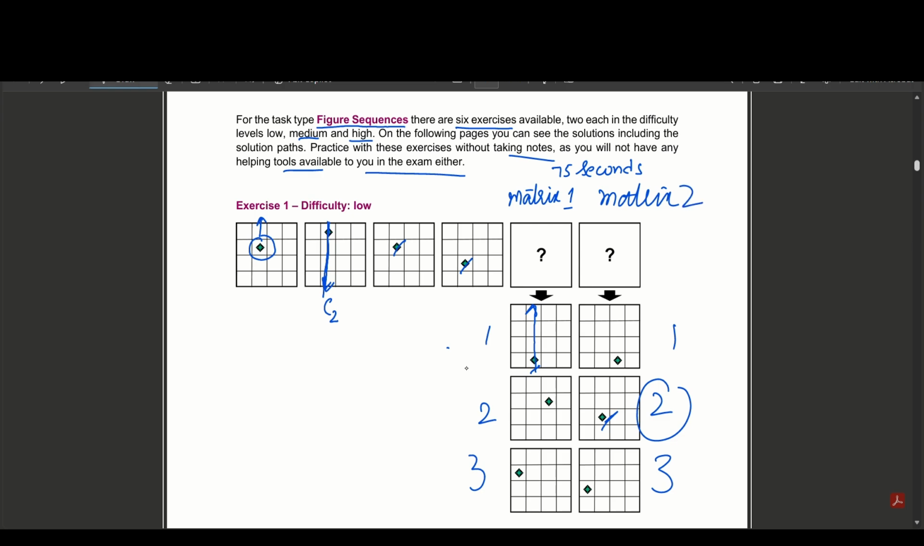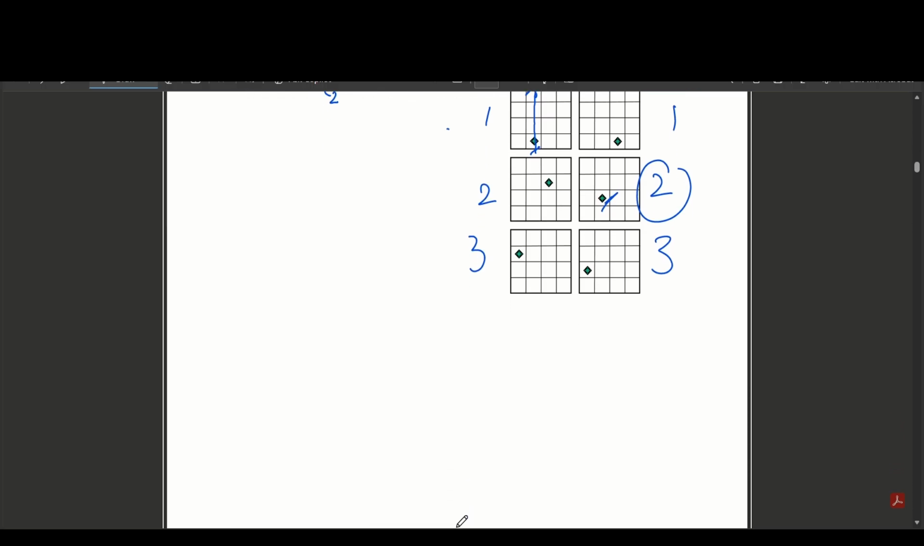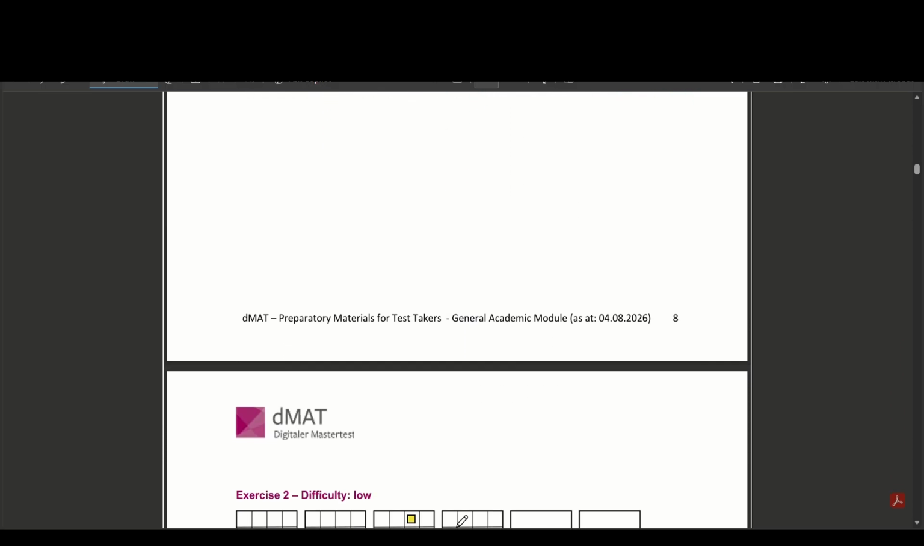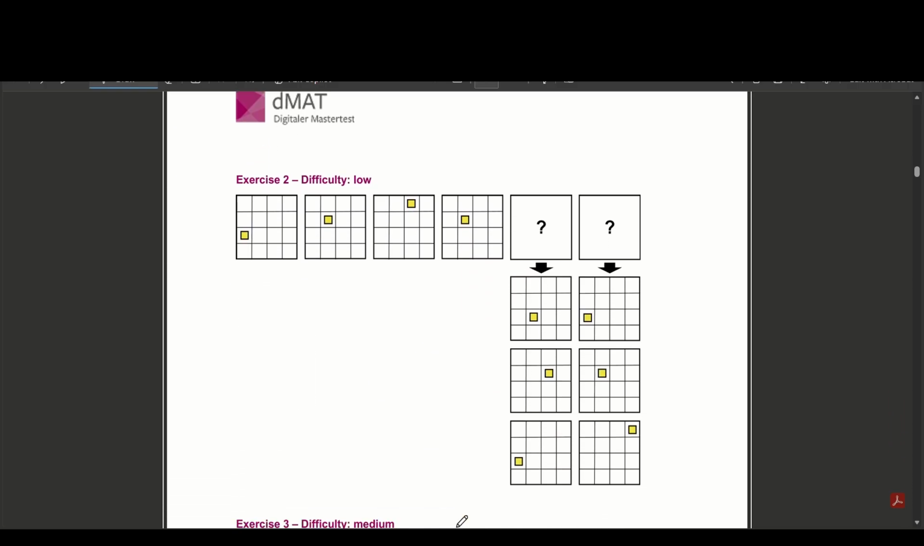So now moving ahead with the next question here. This was the easiest question. Yeah, difficulty level low here. So here there is, you can say, a square type of image. So what is happening here that we have to learn?